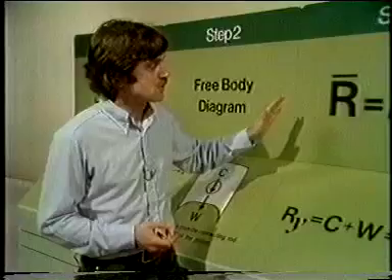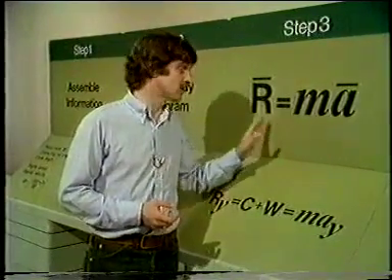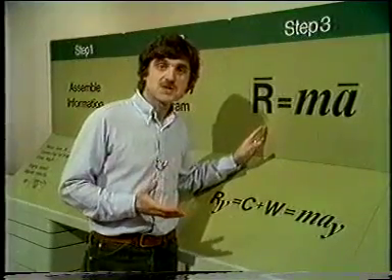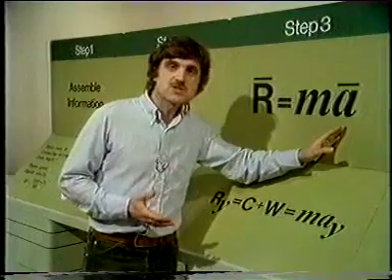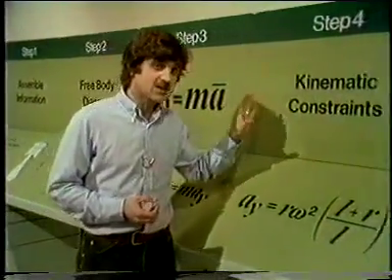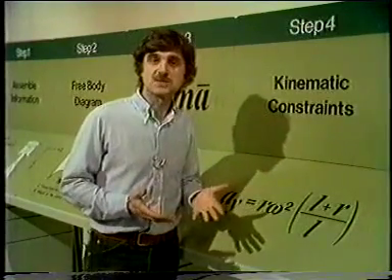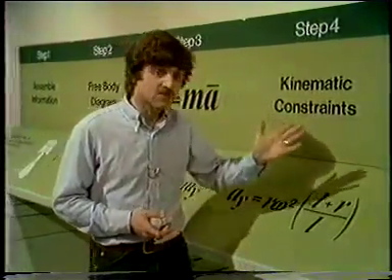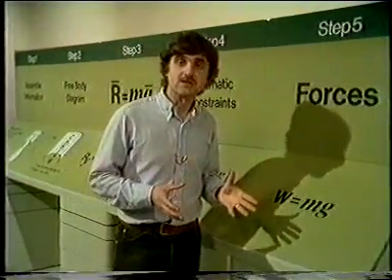Step 3, applying Newton's second law in the form R equals ma, where R is the resultant force acting on the body, m is the mass of the body, and a is the acceleration of the center of mass of the body. Step 4, deciding on the kinematic constraints, which give the form of the acceleration deduced from kinematic relationships. And step 5, elaborating the forces which were identified in the free body diagram.